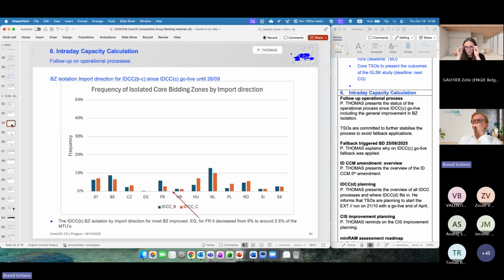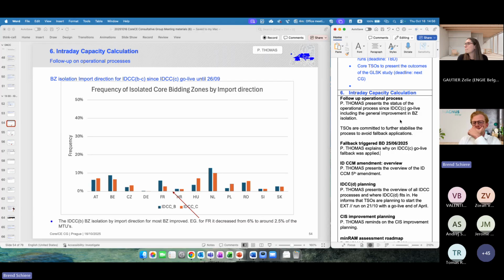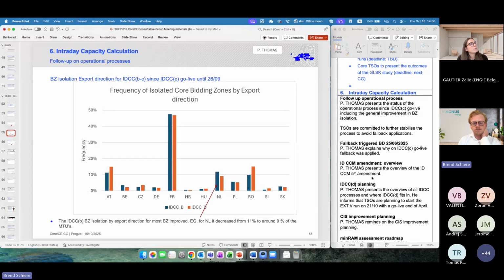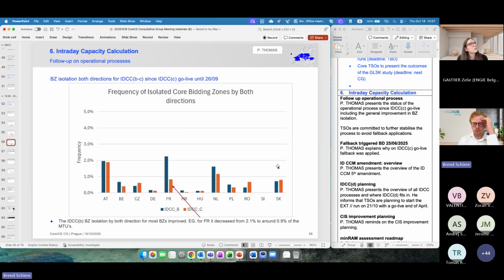So for the last month, so it's only the summer situation, you see, for example, here for the import direction for France, there is a clear improvement from around 6% to around 2.5%. We also have some improvements for the export direction on the next slides. Here, for example, for the Netherlands, it's improved from 11 to 9%. And on the third slide, you can then find the real isolations, so when neither import nor export is possible.